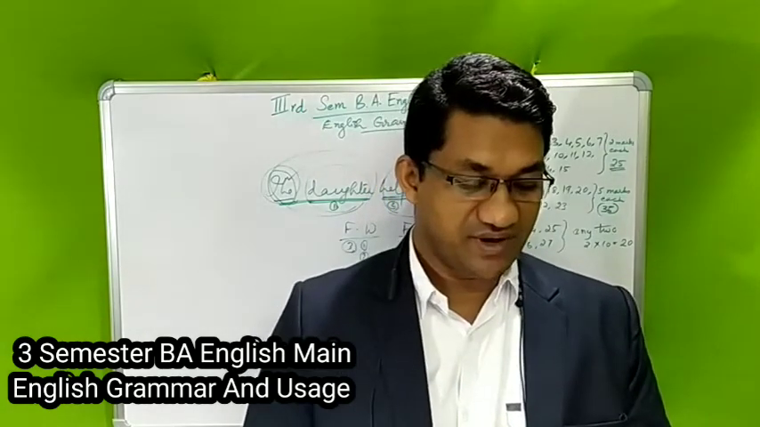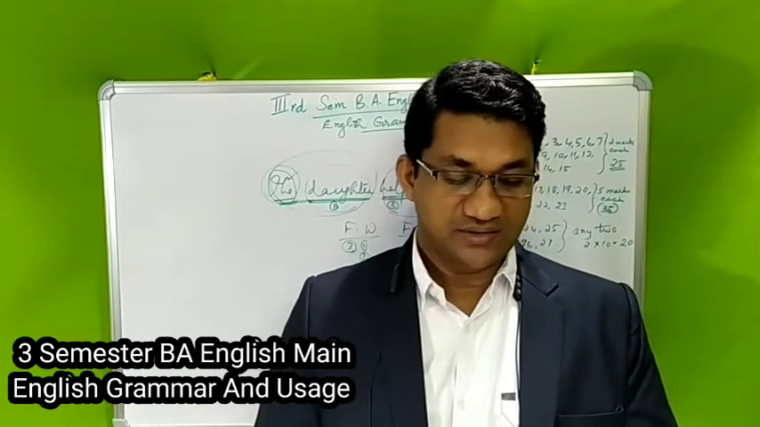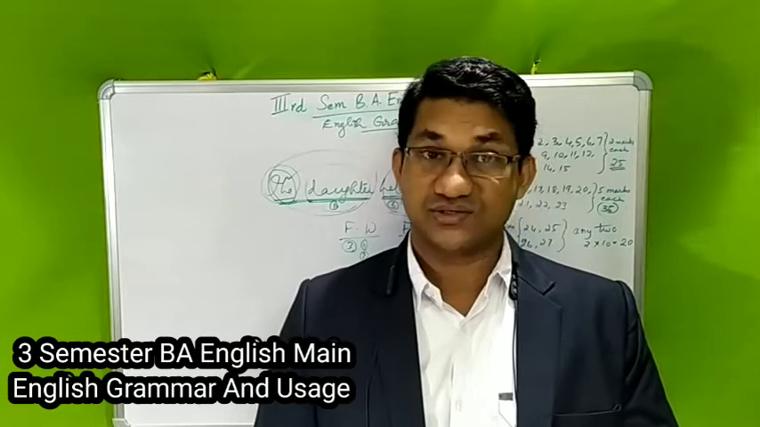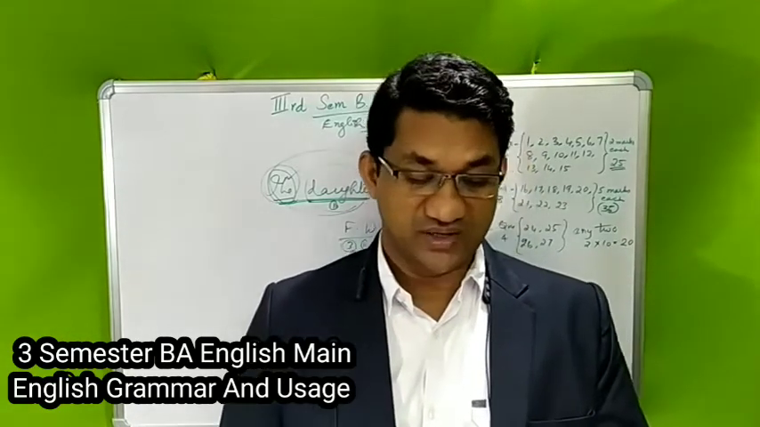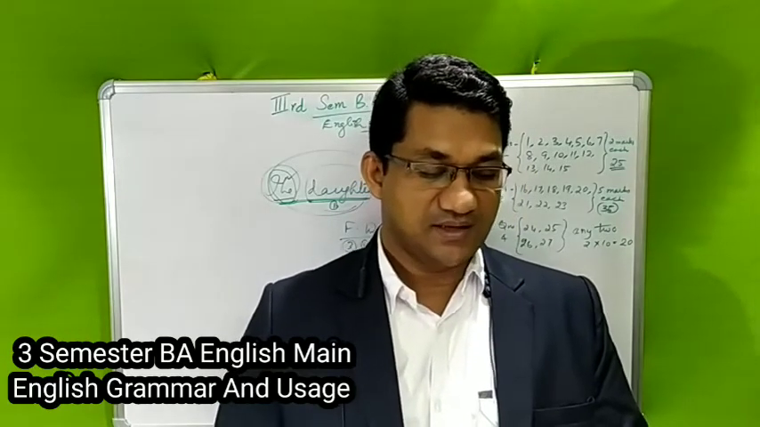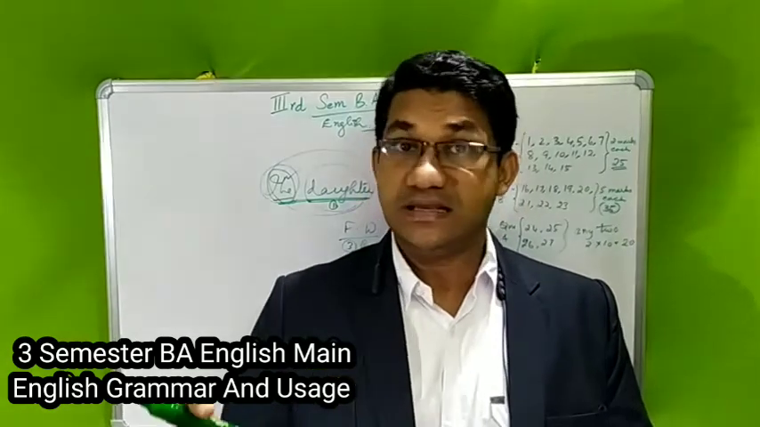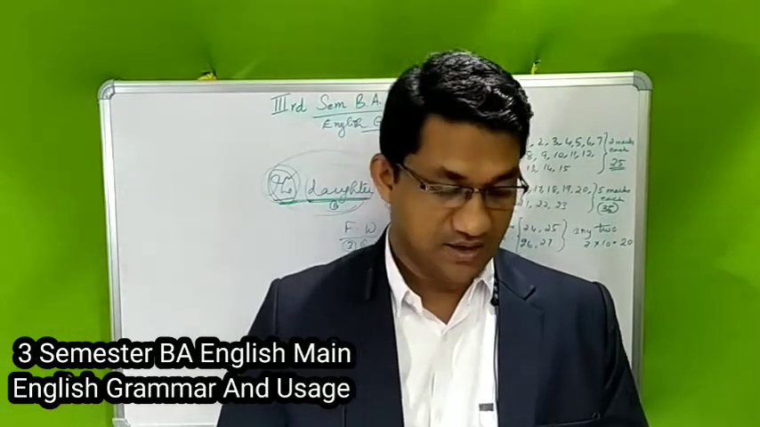Next question, number 7. Mira's room was filthy. Rewrite the sentence using the antonym of the italicized word. The italicized word is filthy. Mira's room was filthy, and the antonym of filthy is clean. Mira's room was clean.